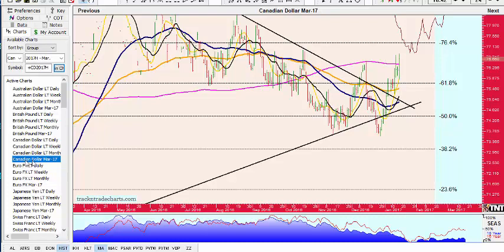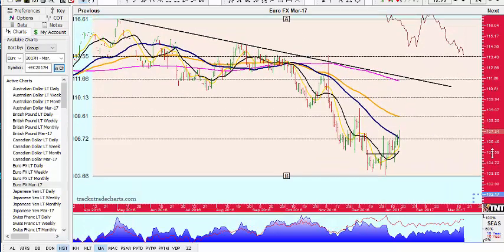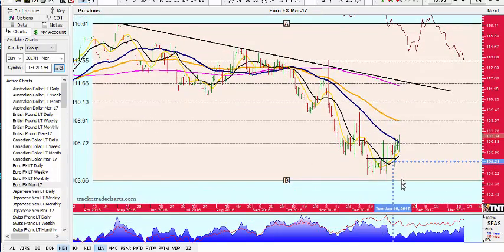So all of these currencies against the U.S. dollar showing strength is favorable for our position in the U.S. dollar, which triggered earlier this week. March Canadian dollar also showing signs of strength. The euro also strong, not quite as strong as the British pound, but showing signs. We're looking to maybe capture some type of bottom here.